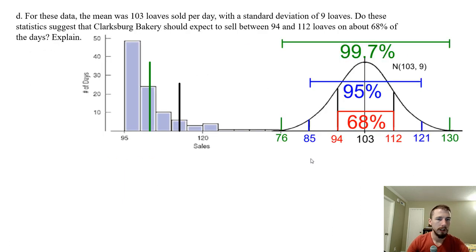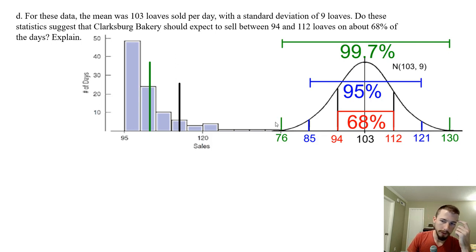All right, for the data, the mean was 103. So that means our median would be less than 103, right? So our median is going to be less than 103. Probably 100 would be better. With standard deviation of 9, do the statistics suggest that the Clarksburg Bakery should expect to sell between one standard deviation from the mean on about 68% of the days?